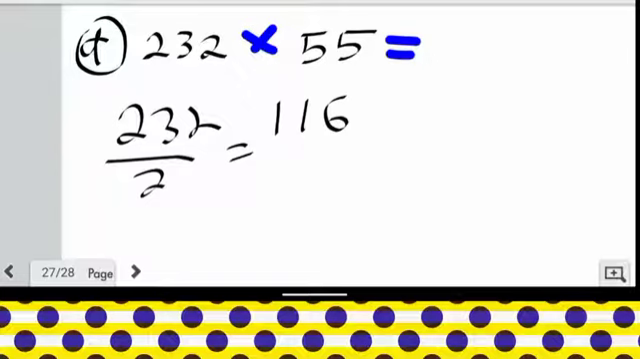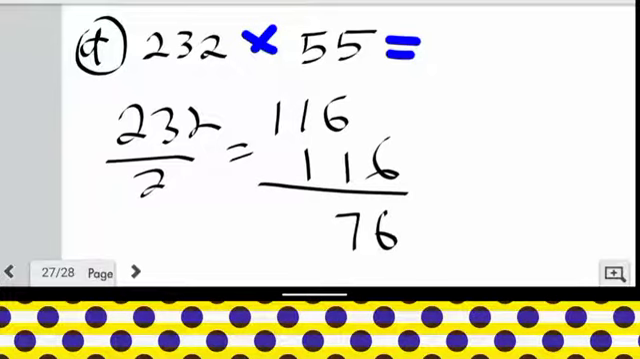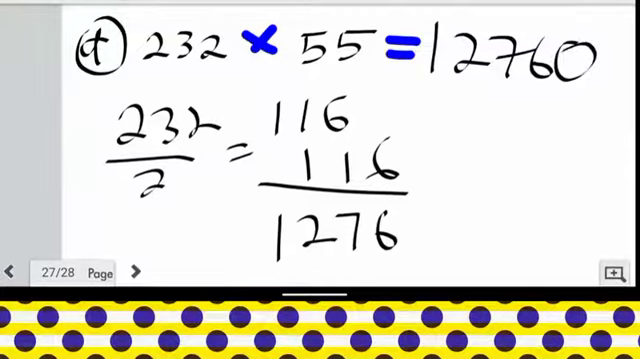So therefore we are going to write this 116 in double, but shifted like this. Now we are going to add this together. We have 6, we have 7, we have 2, we have 1, we have 1, so 1, 2, 7, 6, then we add 0 to it. So we are going to say that 232 multiplied by 55 will give us 12,760. That is all I have for you today.